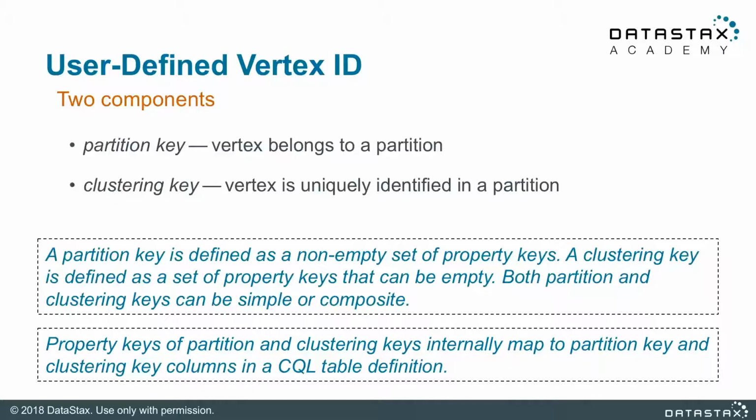So let's dive into user-defined Vertex IDs. They're defined via two components: the partition key, which a vertex belongs to, and a clustering key, which helps uniquely identify a vertex within a partition. This may sound familiar because these are the exact same concepts taken out of data modeling with CQL. As such, the partition key is defined as a non-empty set of property keys, and a clustering key is defined as a set of property keys which can be empty. Both can be made up of single or composite property keys.